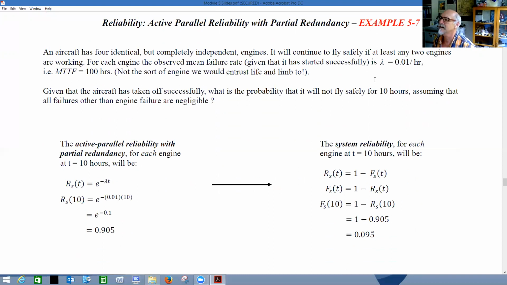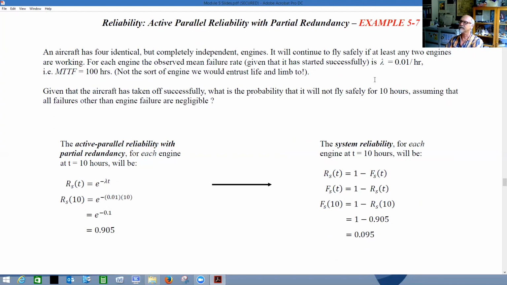What we have here is that an aircraft has 4 identical but completely independent engines. It will continue to fly safely if at least any 2 engines are working. Makes sense, doesn't it? Now, for each engine, the observed mean failure rate, given that it started successfully, of course, is equal to lambda equals 0.01 per hour. So the mean time to failure is 100 hours. Not a sort of engine where you're in trust life, so in other words, 100 hours is not very long for an aircraft to be operating within.